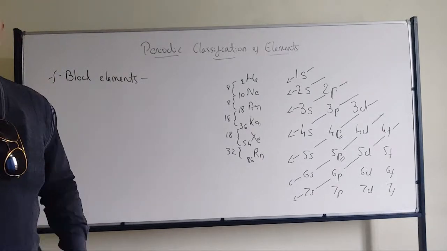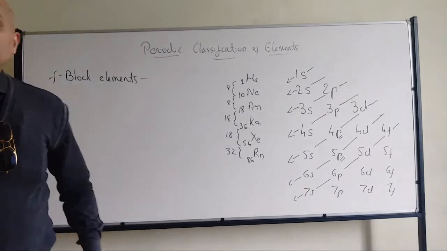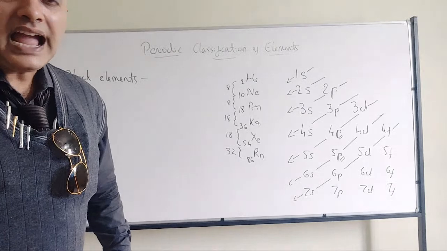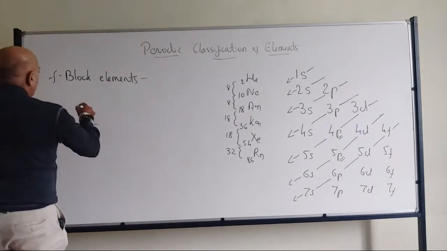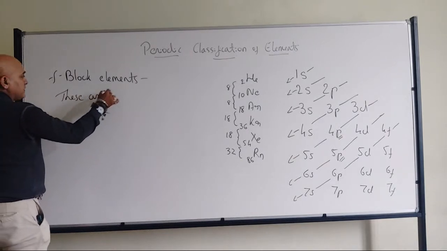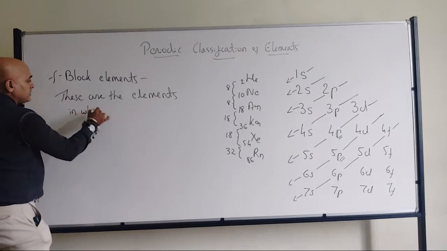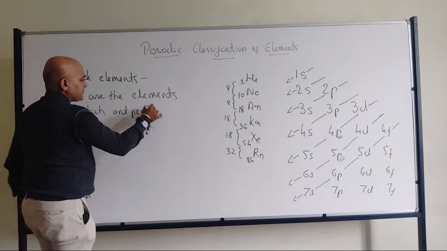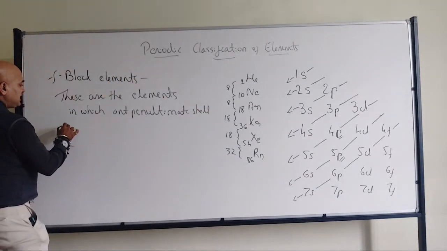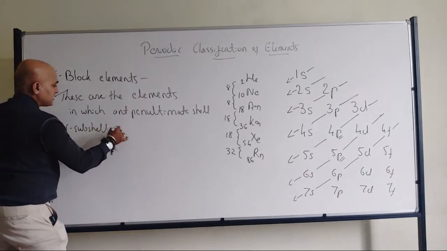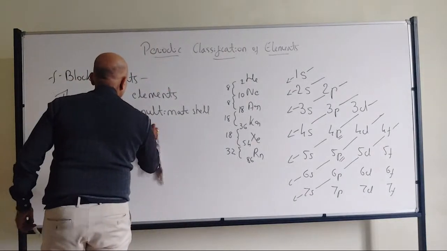Okay? Now, in the name itself it is there. These are the elements in which the anti-penultimate shell is filling up. Anti-penultimate shell means the shell just before the penultimate shell. So that's where we have the F block elements. These are the elements in which the F subshell of the anti-penultimate shell is filling up. Okay?